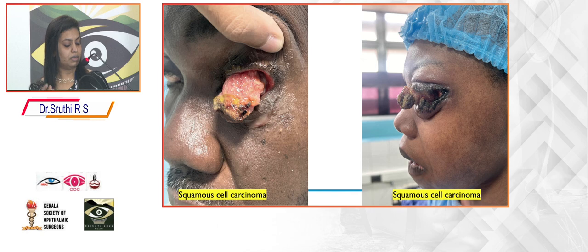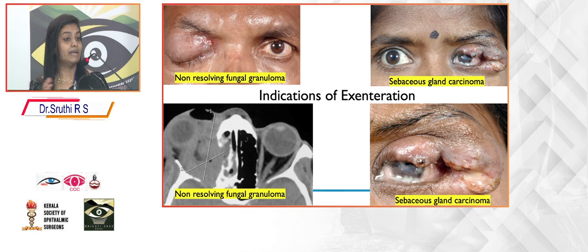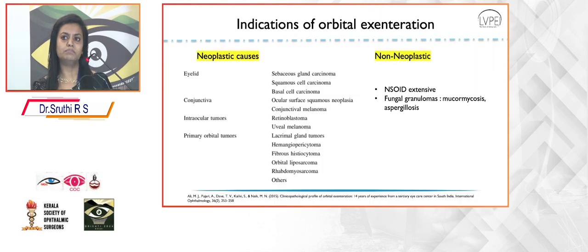Broadly speaking, the indications for exenteration can be squamous cell carcinoma, sebaceous gland carcinoma, basal cell carcinoma which have all gone beyond the orbit, which have probably got extrascleral or extraocular extension. It can also be done for non-resolving fungal granuloma. For the interest of time, I will not go through each and every indication, but just remember, indications can broadly be divided into number 1, neoplastic, and number 2, non-neoplastic.